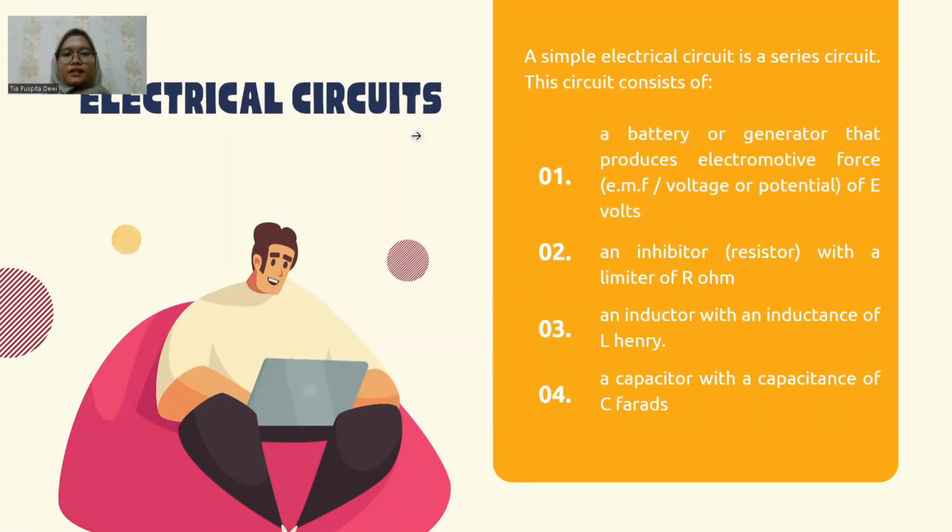And the next is electrical circuits. A simple electrical circuit is a series circuit. This circuit consists of, first, a battery or generator that produces an electromotive force (EMF) of E volts. Second, a resistor with a resistance of R ohms. Third, an inductor with an inductance of L henrys, and a capacitor with a capacitance of C farads.